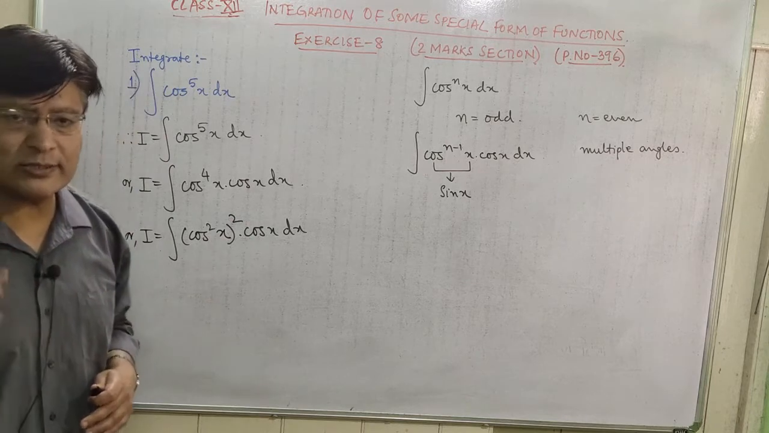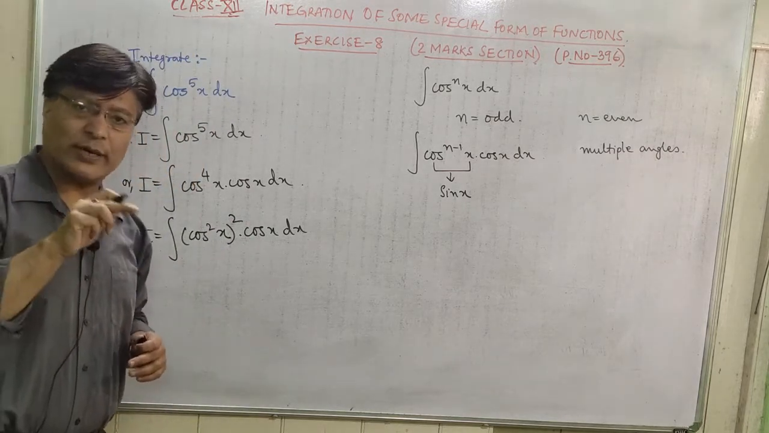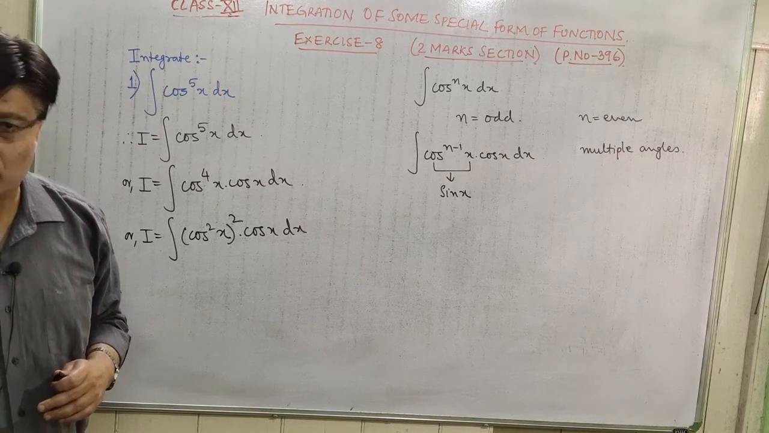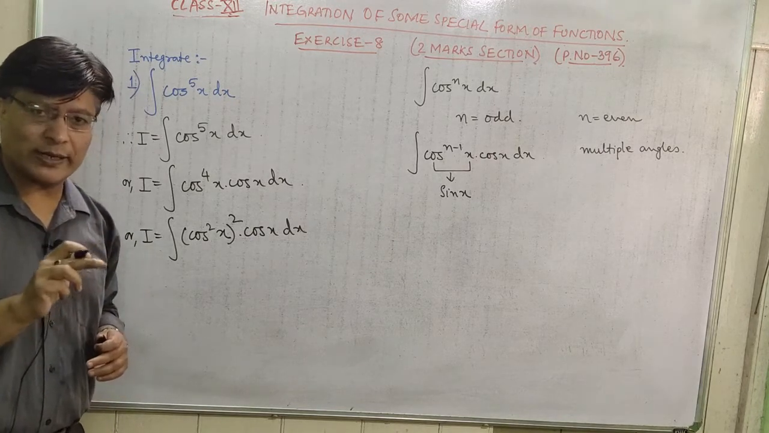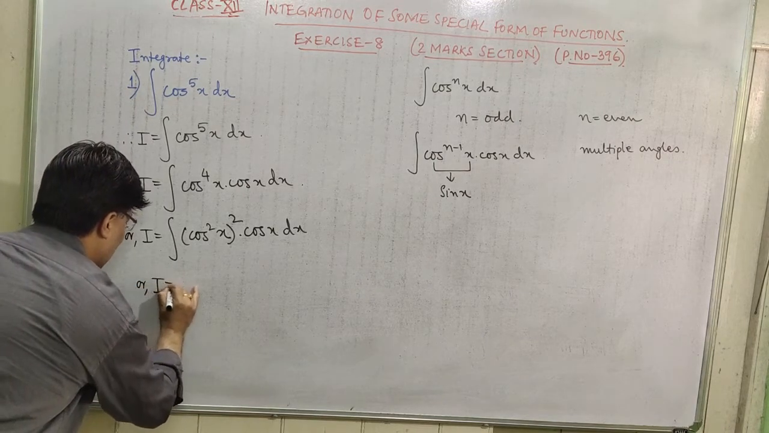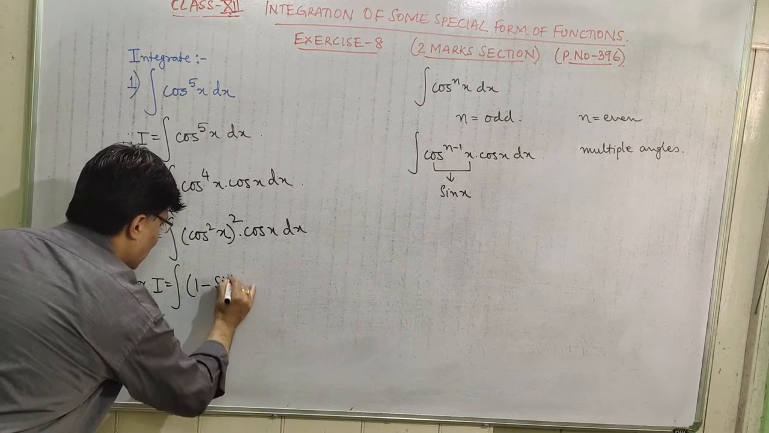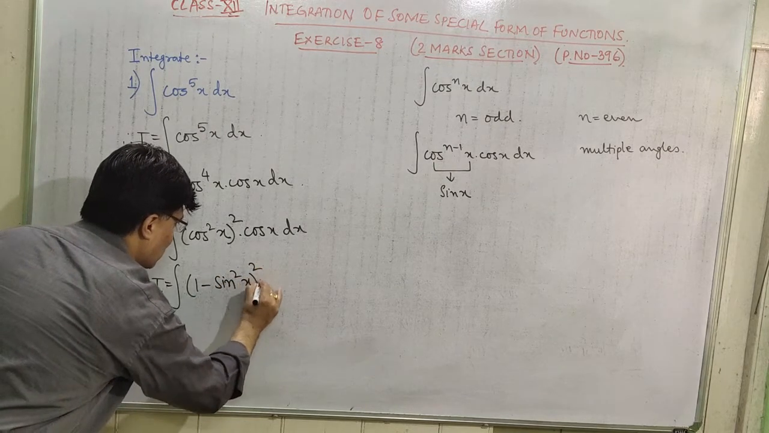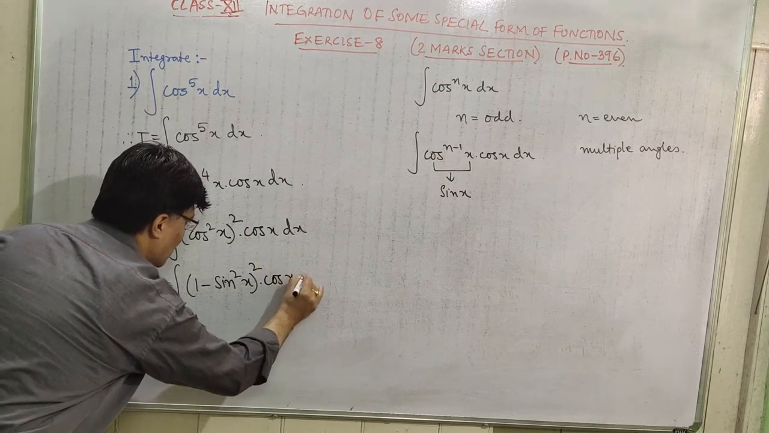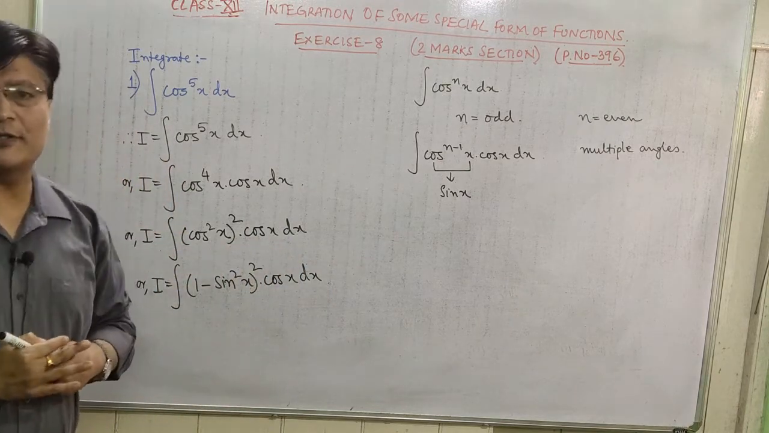Then you can change this cos square x in terms of sin x, and you know the formula. Sin square x plus cos square x is equal to 1. So what is the value for cos square x? It is 1 minus sin square x. So I is equal to integration of within bracket 1 minus sine square x whole square into cos x dx. So I think you have understood it.